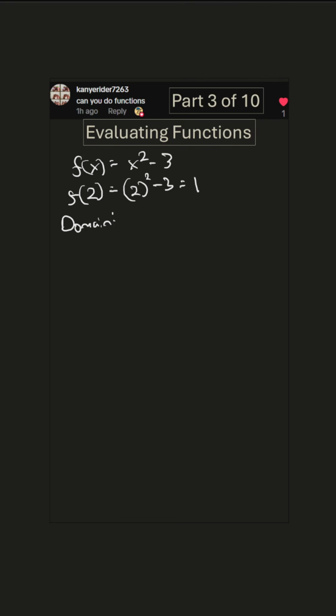How about the domain of this function? Well, there's no division or square root, so we can plug in any number for x that we want. So the domain is all real numbers. How about the range? What numbers can we get out of this function?